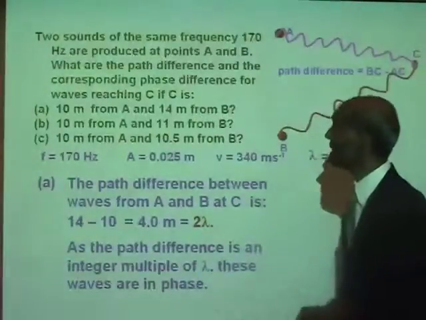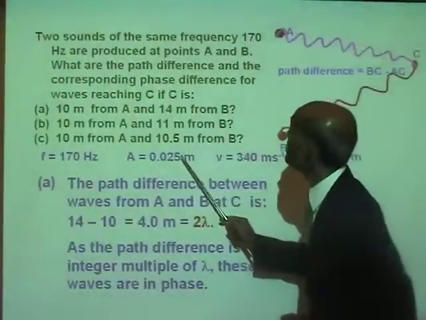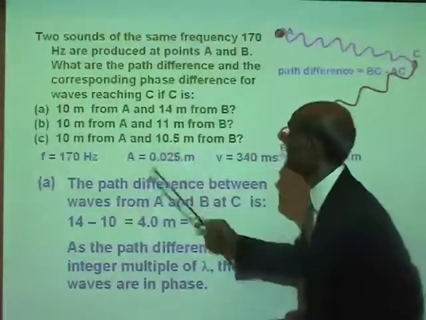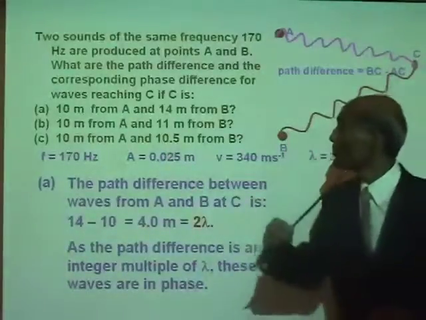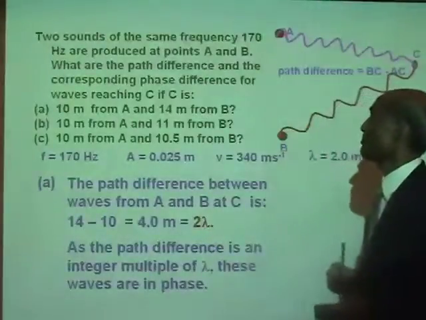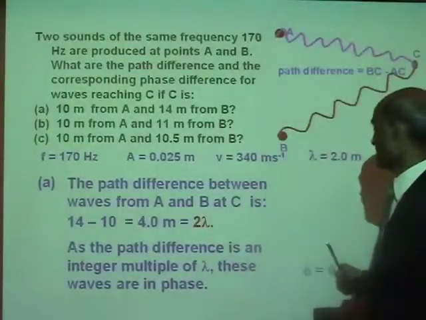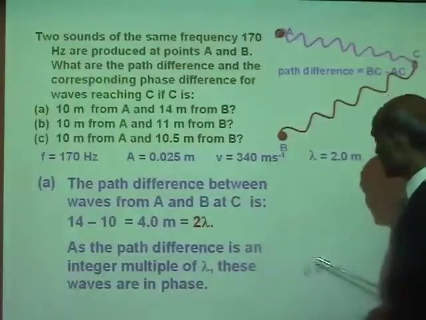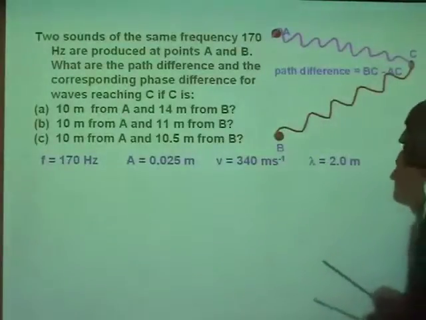They will be meeting in phase. Therefore, what will be the resultant amplitude? The resultant amplitude will be double the amplitude, which will be double that of 0.025. So the phase difference is 0.